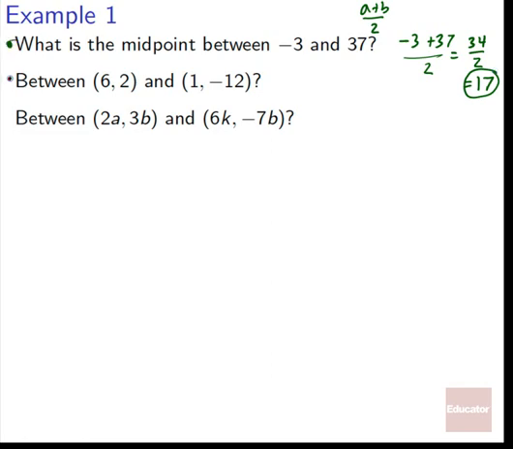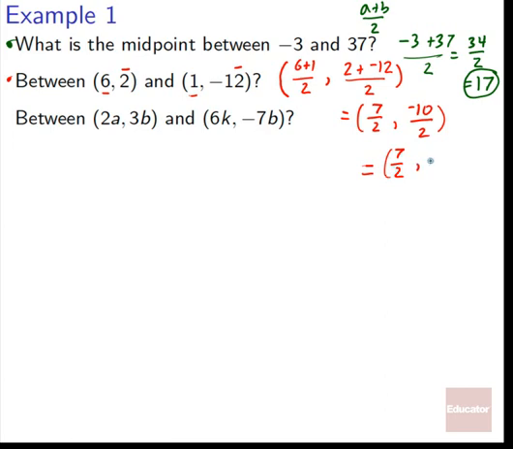If we want to find the midpoint between 6, 2 and 1, negative 12, then we do it on each of the components because we look at the horizontal average, and we look at the vertical average. So 6 plus 1 over 2, the average of our horizontal components, and 2 plus negative 12 over 2, the average of our vertical components. So that will get us 7 over 2 and negative 10 over 2. 7 over 2, we can't simplify that anymore, but negative 10 over 2, we can simplify that, so we get negative 5. 7 over 2, comma, negative 5, that is our midpoint for this one right here.